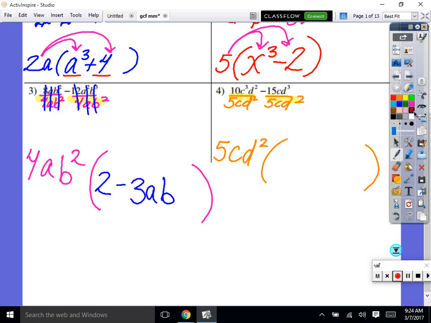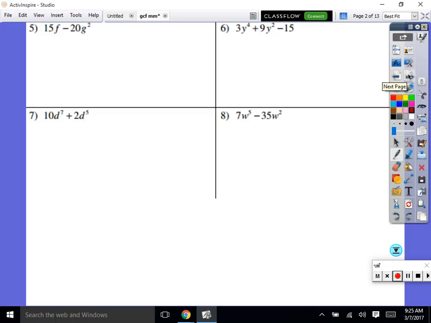And now in sections, you can just simplify. 10 divided by 5 is 2. c cubed over c. There's 3 c's on top, 1 c on bottom, so that leaves me with 2 c's on top. d squared and d squared completely divide out. Negative 15 divided by 5 is negative 3. c divided by c is gone. 3 d's on top, 2 d's on bottom, and so d is left. And then you say, is there anything more I could have pulled out? No, all is well. Pretty easy, right? Okay, let's go to 5.